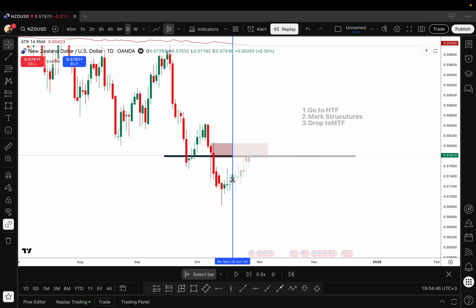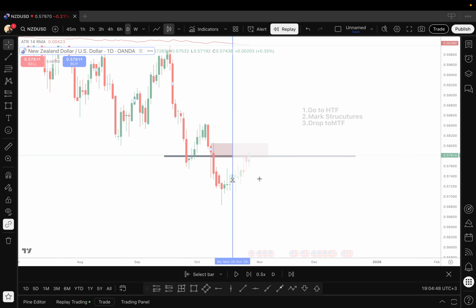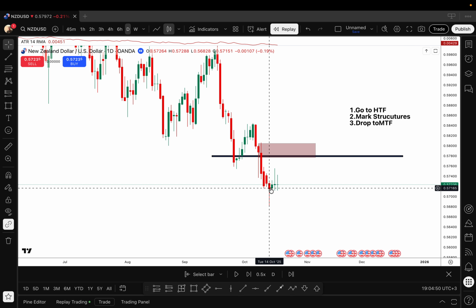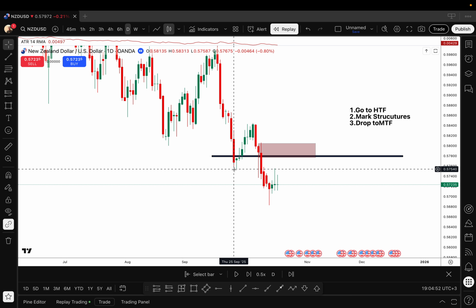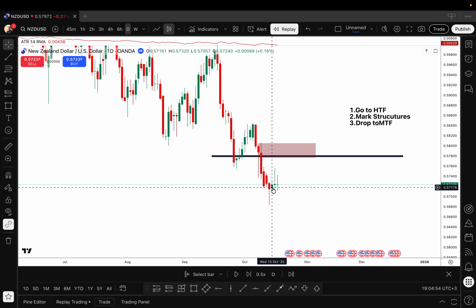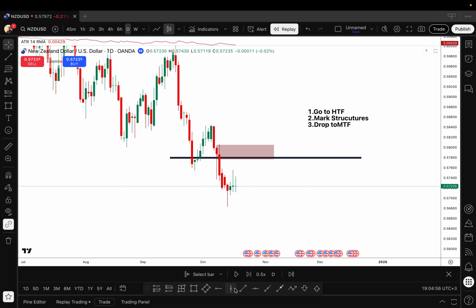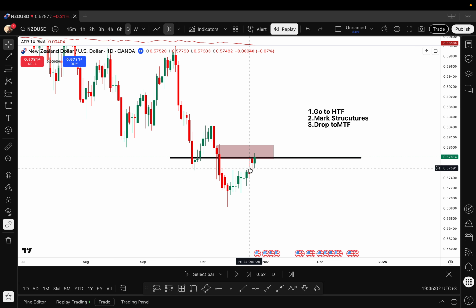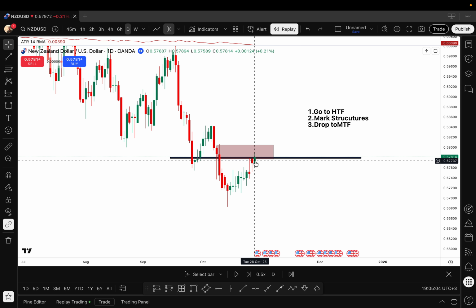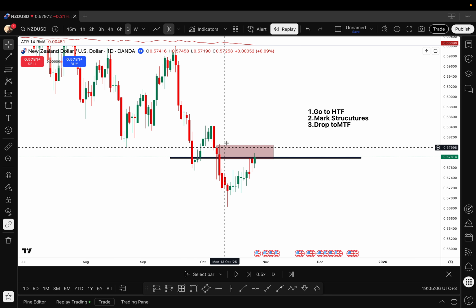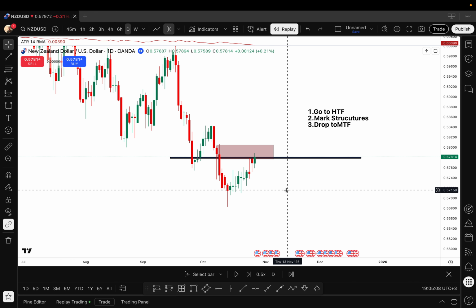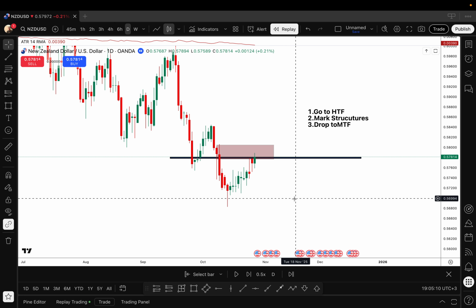So I'm just going to click here and show you what I mean by go to. If price is here, we have just broken this previous structure. So in order for me to drop down to the medium time frame, price has to come to that zone like that. If price has gone into my zone like this, this is when I want to go to my medium time frame to look for confirmations to start selling.